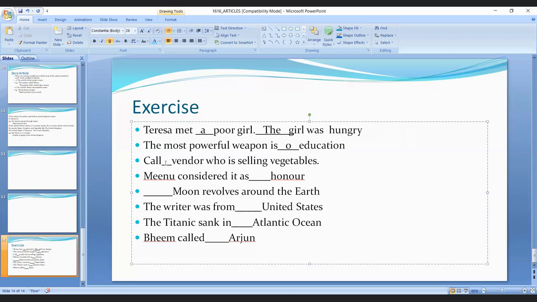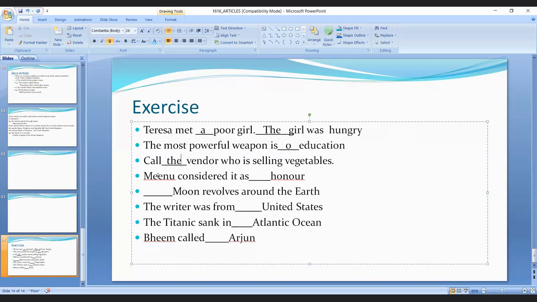Next question: Call dash vendor who is selling vegetables. Here the noun is vendor. When you look at this noun alone, you can see nothing specific in it. But while considering the next part of the sentence, who is selling vegetables, here they are mentioning a vendor who is specifically selling vegetables. They are telling about a specific person, a specific vendor who is selling vegetables. So you must consider this as a specific noun, and so you must use the specific article here, that is the definite article the.